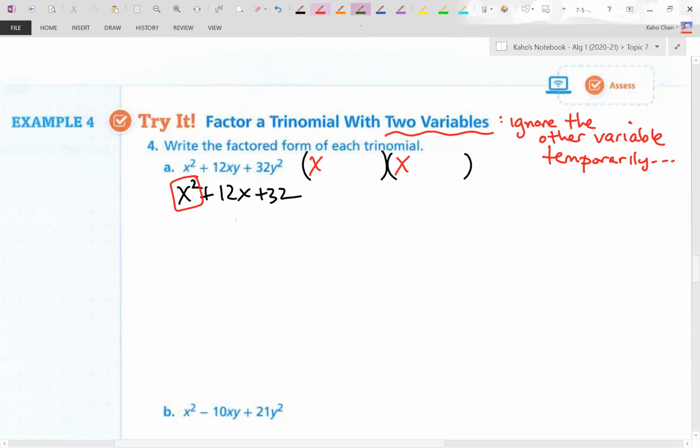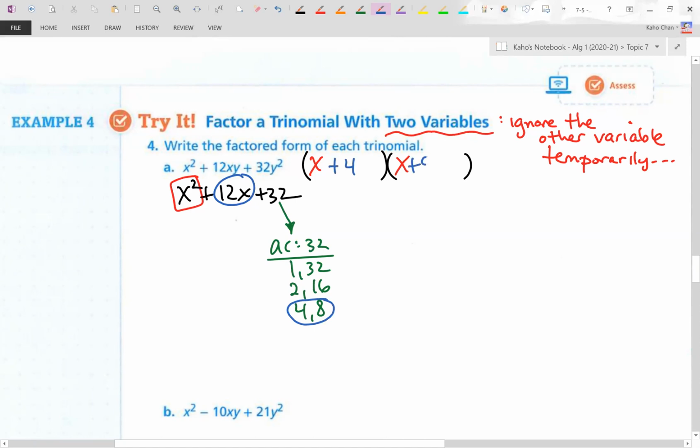Let's take a look at our 32. Let's do our AC: 1 times 32 is 32. In this case, we're trying to shoot for 12, by the way. 12 is our sum we need to get to. 2 and 16, 4 and, oh, there it is. 4 plus 8 is 12. 4 times 8 is 32. So when I put down plus 4 plus 8, what did we leave out temporarily? The letter y. And that makes life so much easier.